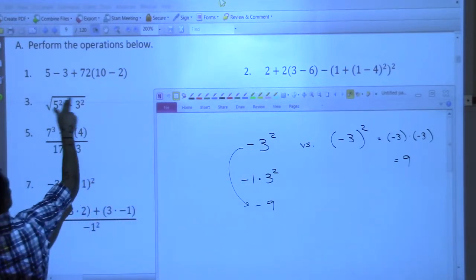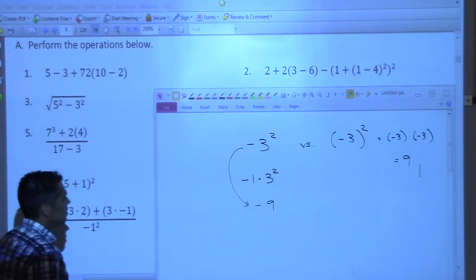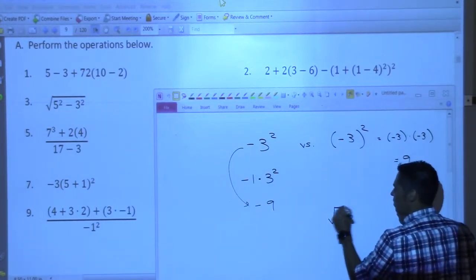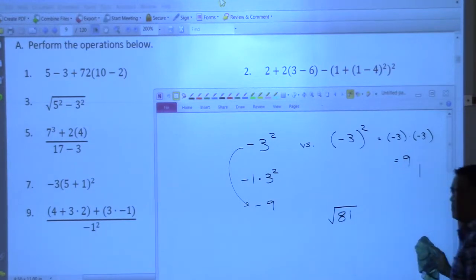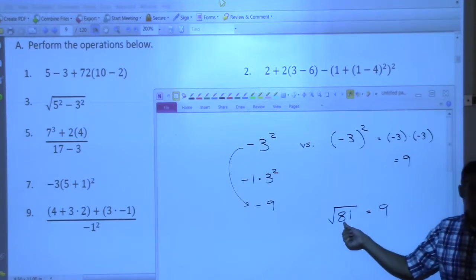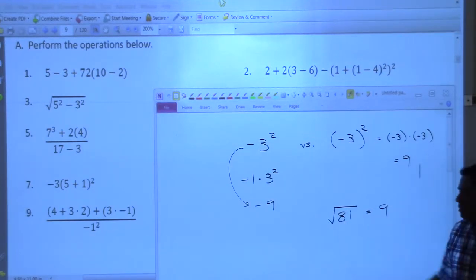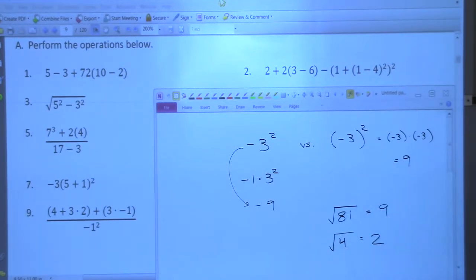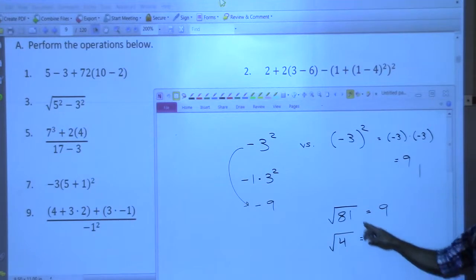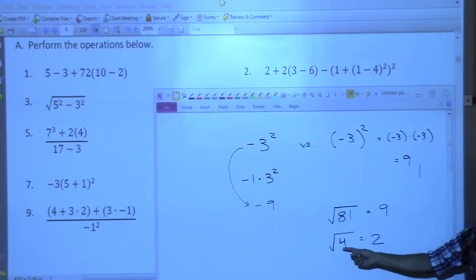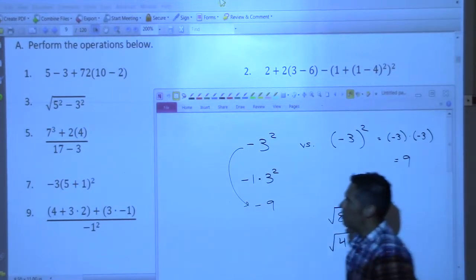When you see this symbol, what is that symbol called? It's the square root. So just to make sure we're all aware of what a square root is. If you say square root of 81, what's the answer? 9. That's saying what number times itself would give you 81? Square root of 4, 2. What number times itself would give you 4? 2. Or you could say 9 squared gives you 81, 2 squared gives you 4. All right, that's just to make sure we understand what the symbol means.